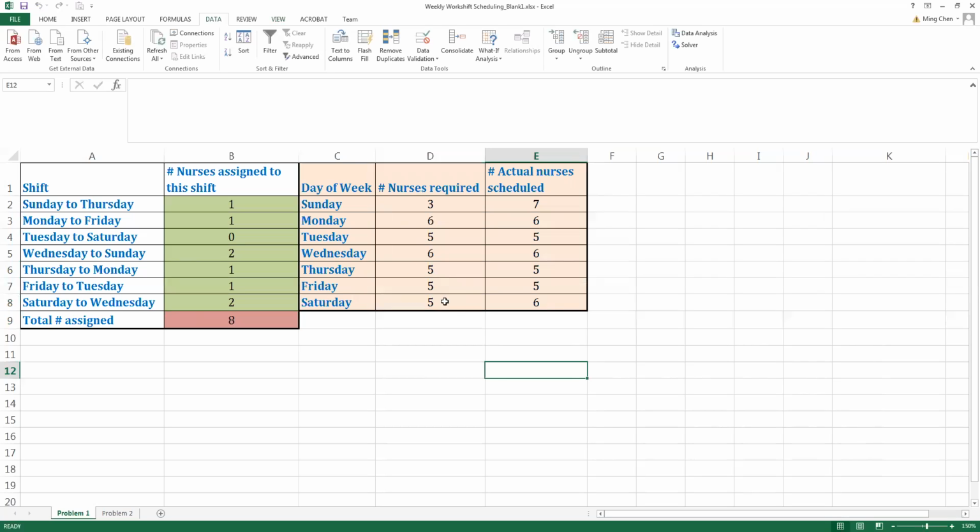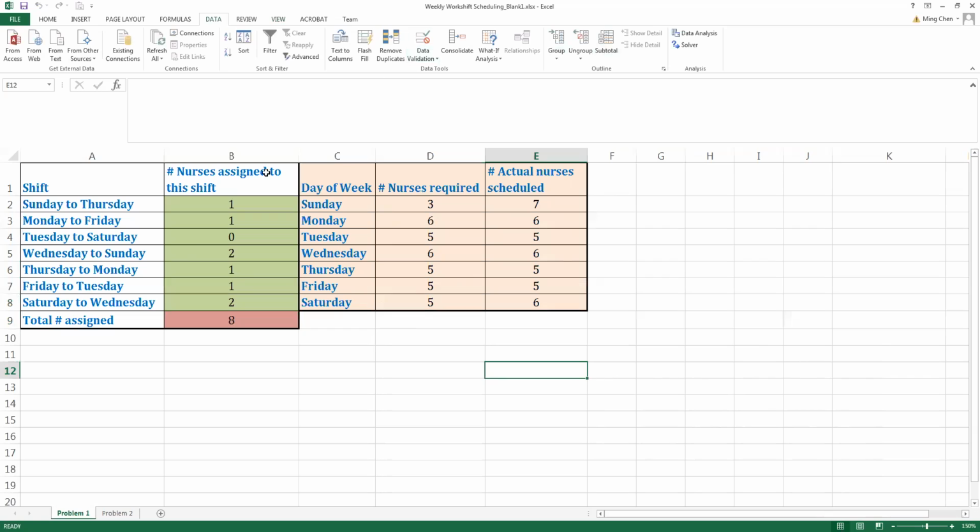This is the minimum requirement. You can see sometimes they are exactly the same, sometimes it can be slightly higher. There's no way to perfectly match it because of the 5-day constraint. So column D and column E are not exactly the same. But column E has to be at least the same as column D. It can be greater, but it has to be at least equal to it. So that is a solution. Now we're done. We already determined the schedule.